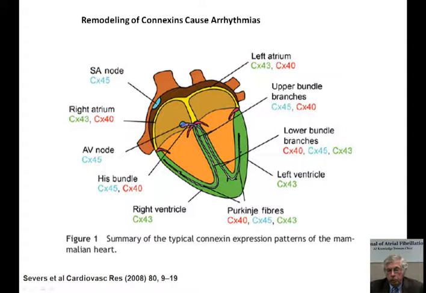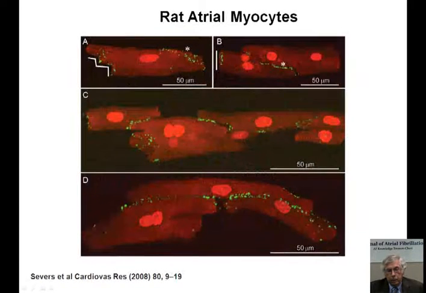In the atria, there are several different connexins, connexin 43 and connexin 40, unlike the ventricles where there is only connexin 45. And these connexins are located at the ends of the cells, as shown here by this line. This is immunofluorescent staining for connexin, and they're mostly located at the ends of the myocytes.